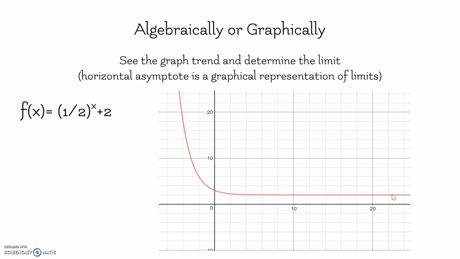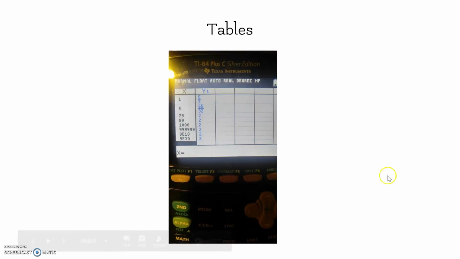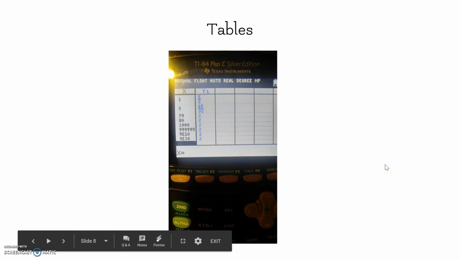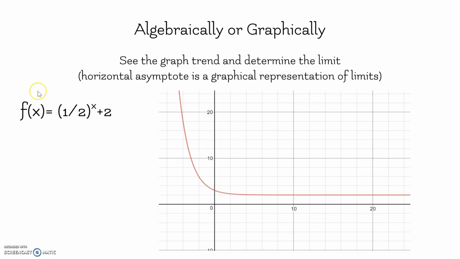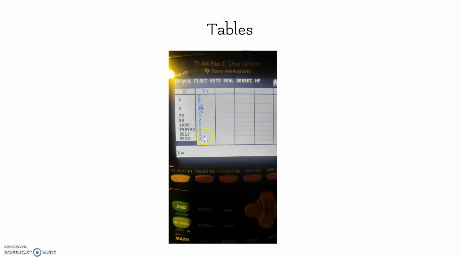This kind of relates with the use of tables, which is finding the limit numerically. This is basically a table with the input of the same function, y equals half to the power of x, plus 2. As you see, as x approaches a greater value, the value of the function approaches 2, meaning the limit value of this function as x approaches infinity equals 2.